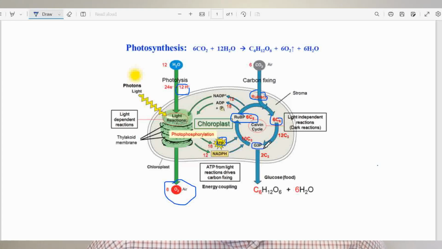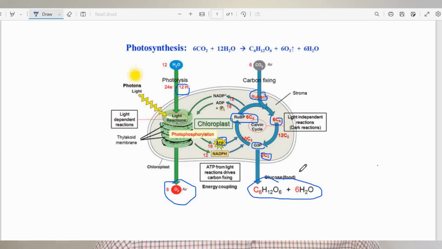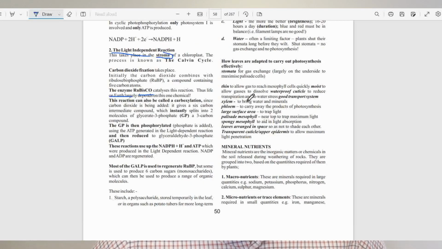GP, glycerate 3-phosphate. So the glycerate 3-phosphate is then further converted when a three carbon molecule is added to produce a six carbon molecule, which is our glucose. So this is the end product of the dark phase of photosynthesis. I think that is very straightforward. Now let's go back to the book Explicit Biology.